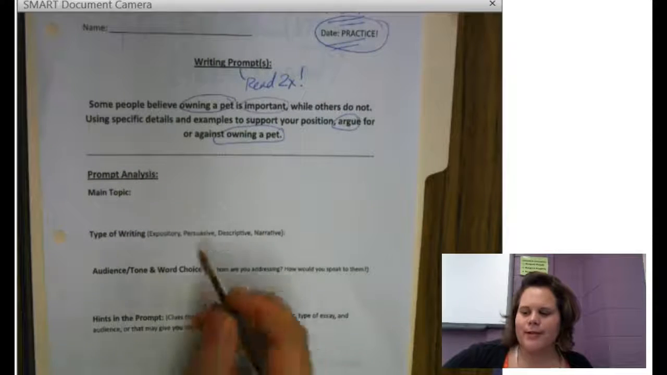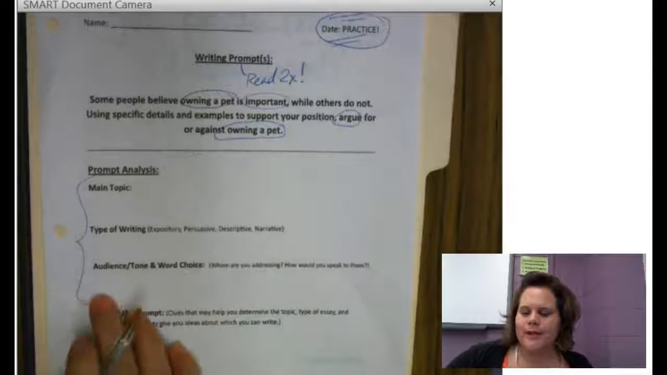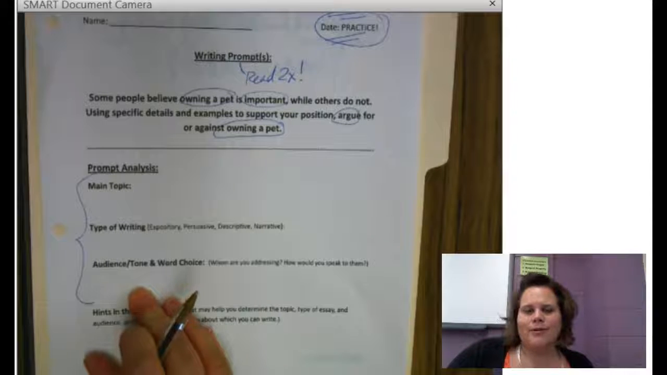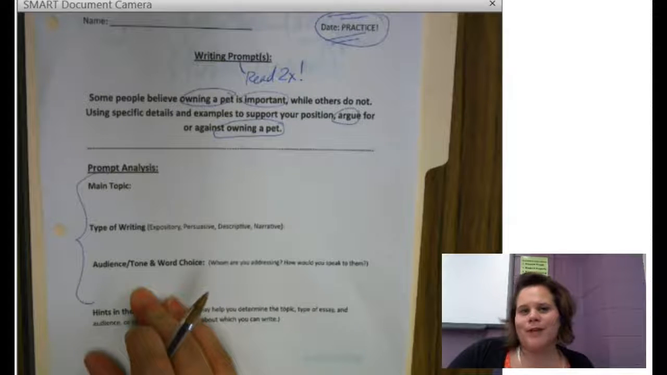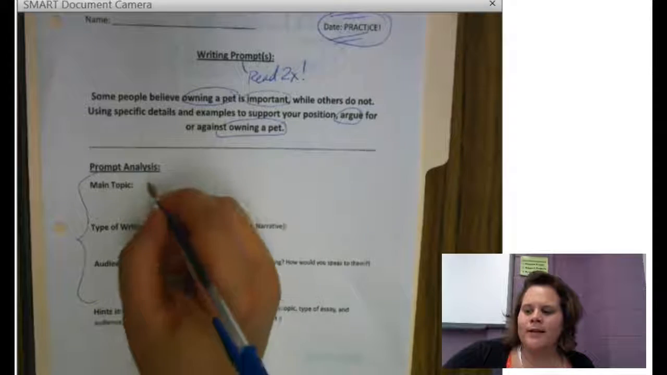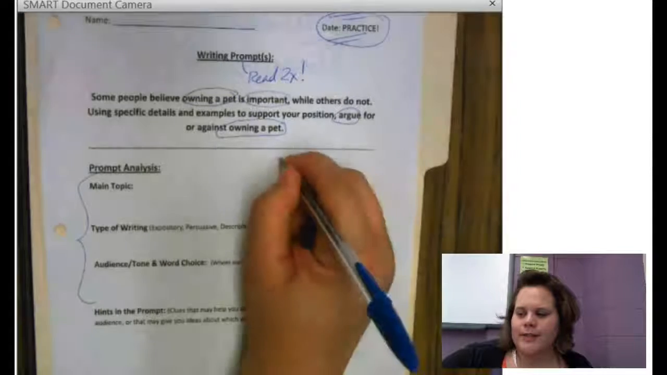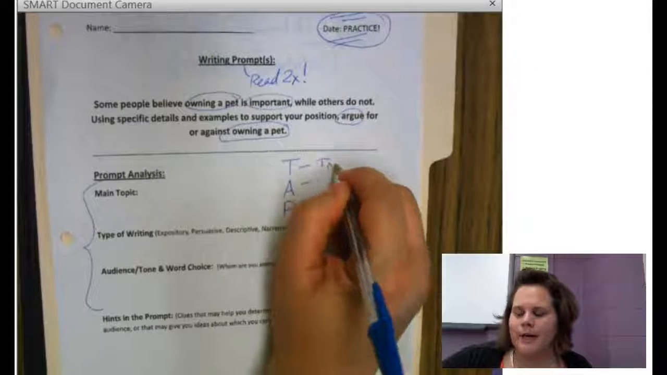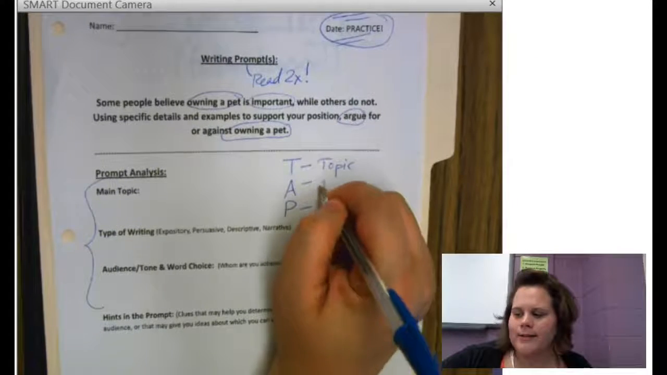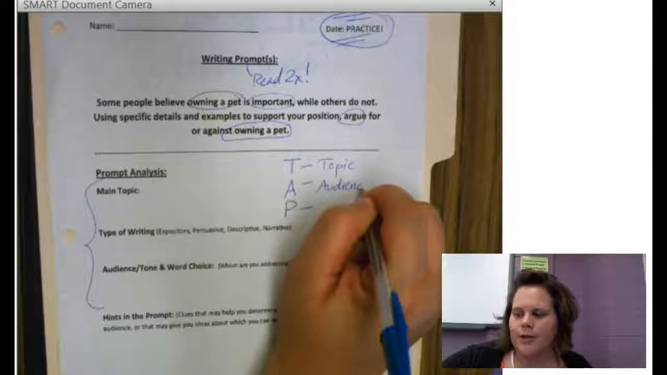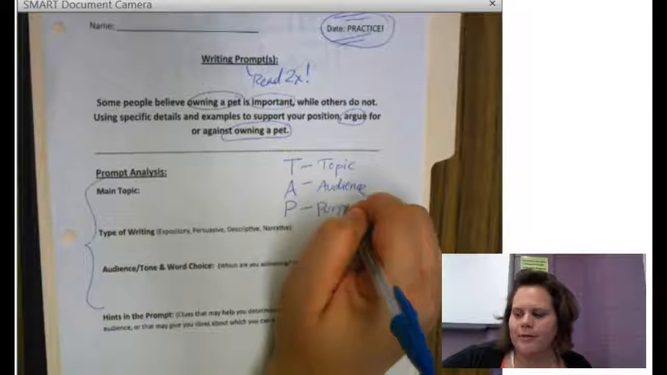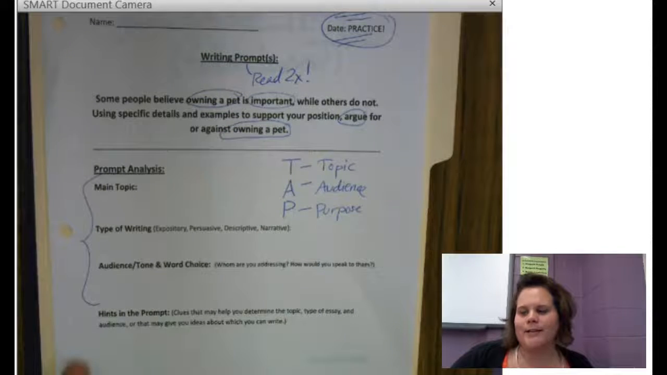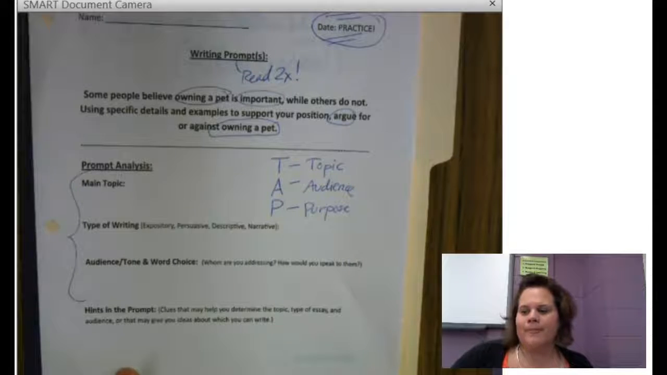You have 2 options when you're analyzing. If you want to do this analysis paper, that's totally valid. On SOL test day, you don't get an analysis paper. You get a prompt, and you have to analyze it yourself. So you could just write TAP, and that means your topic, your audience, and your purpose. You could literally just write TAP on the prompt, and that would mean analyze it, or you can go through this either way.